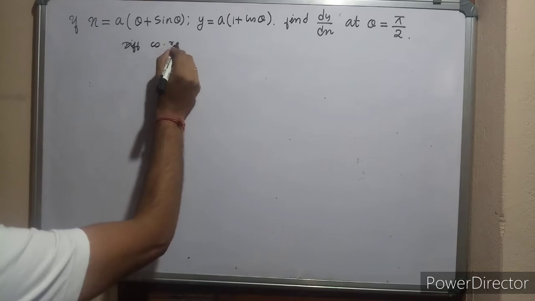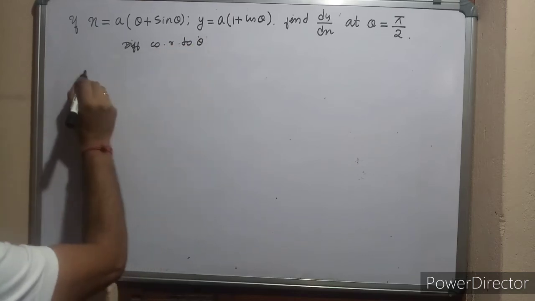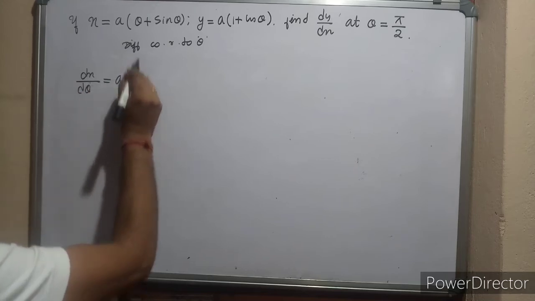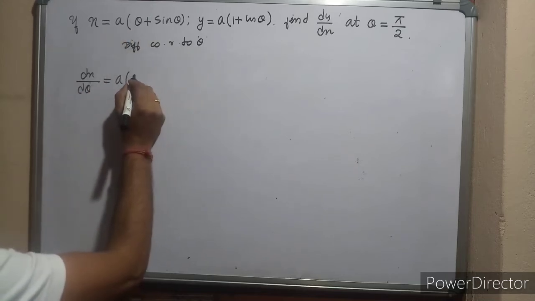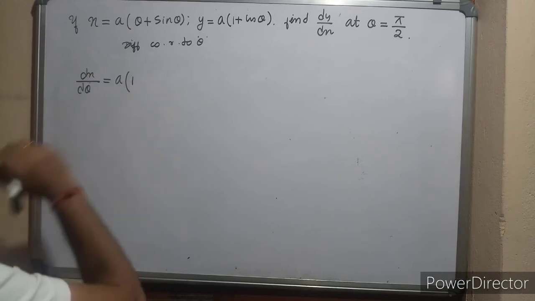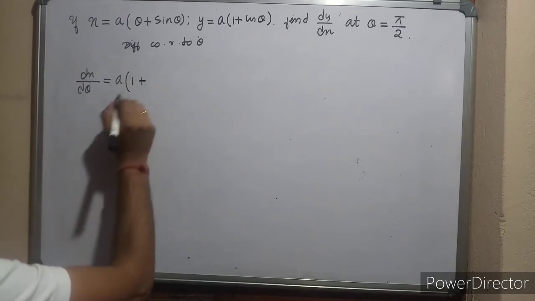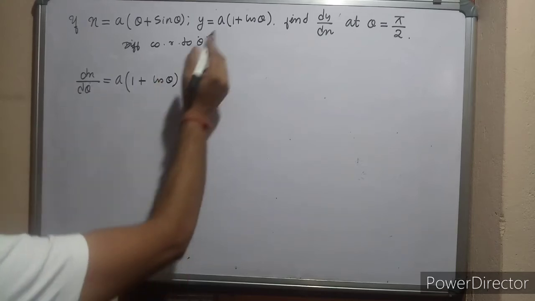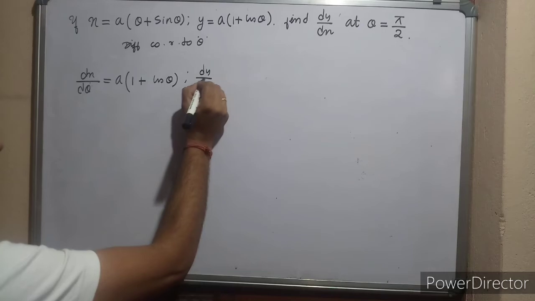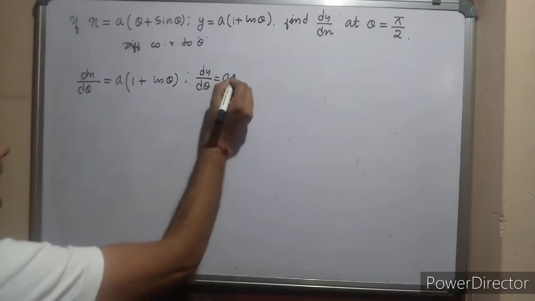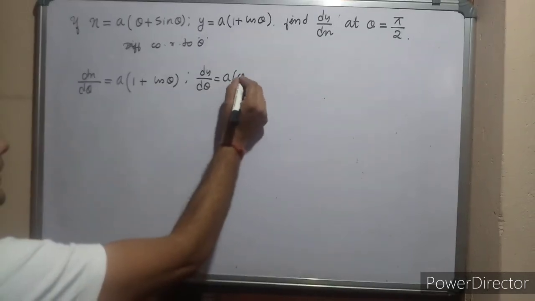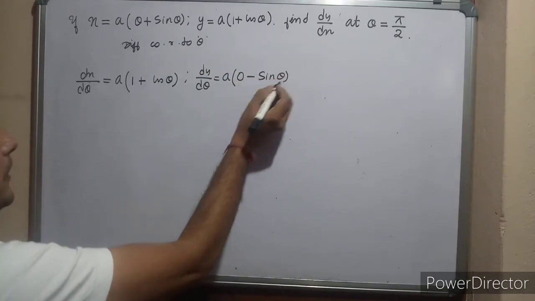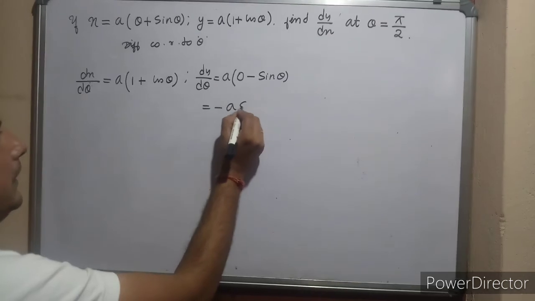Differentiating with respect to theta, dx over d theta is equal to a times the derivative of theta plus sine theta with respect to theta. The derivative of theta with respect to theta is 1, plus the derivative of sine theta, which is cos theta. So dx over d theta is a(1 + cos theta). Now I'll differentiate this one. dy by d theta is equal to a times the derivative of 1 minus cos theta. The derivative of a constant 1 is 0, and the derivative of cos theta is minus sine theta. So dy by d theta is minus a sine theta.